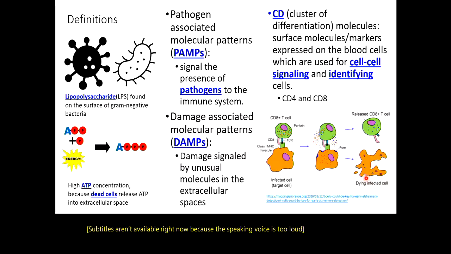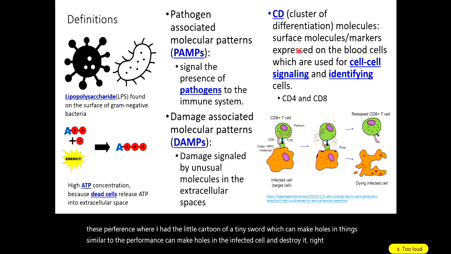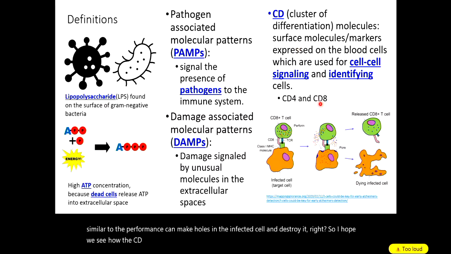So it is because of these perforins where I had the little cartoon of a tiny sword which can make holes in things. Similarly, the perforins can make holes in the infected cell and destroy it, right? So I hope you see how the CD8 protein can help in cellular signaling.